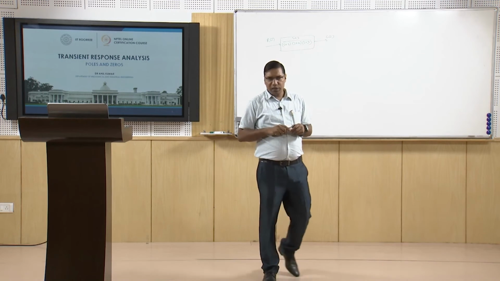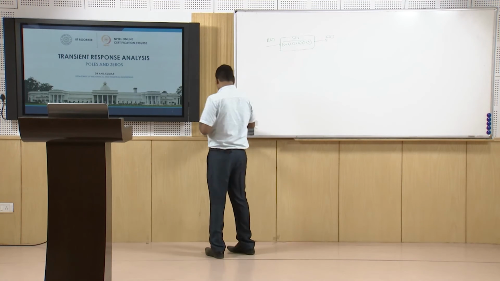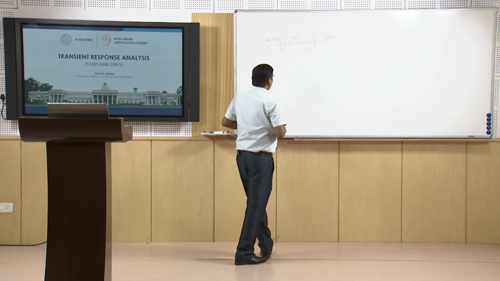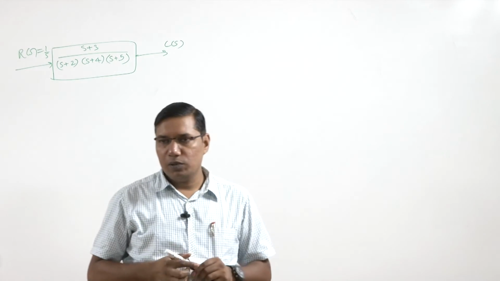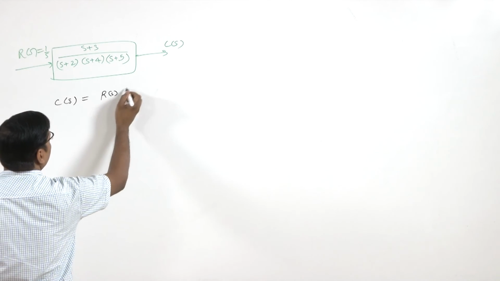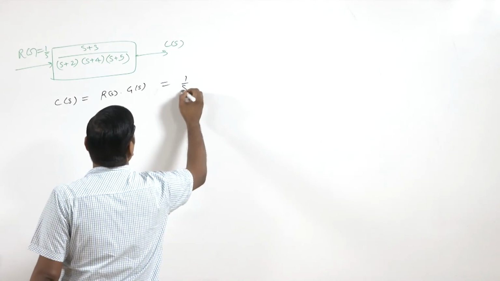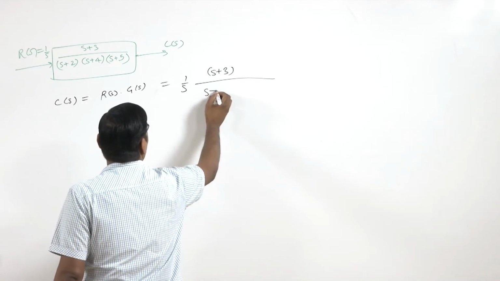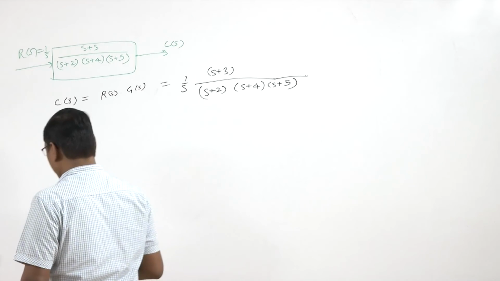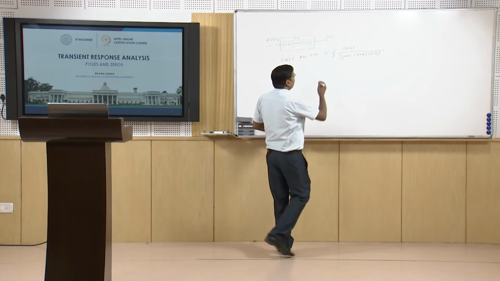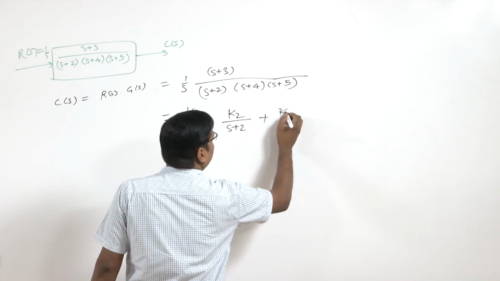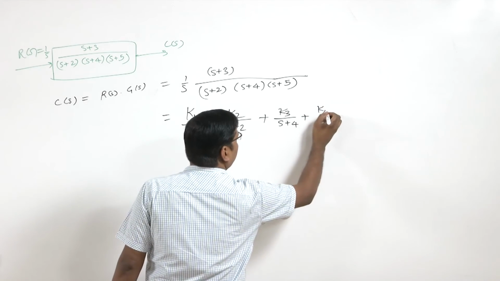Suppose this is my input R(s) equal to 1 by s, a unit step input. Now I want to find the response of this system. C(s) equals R(s) into G(s), which is equal to 1 by s(s plus 3)(s plus 2)(s plus 4)(s plus 5), and we can write this as k1 by s plus k2 by s plus 2 plus k3 by s plus 4 plus k4 by s plus 5.